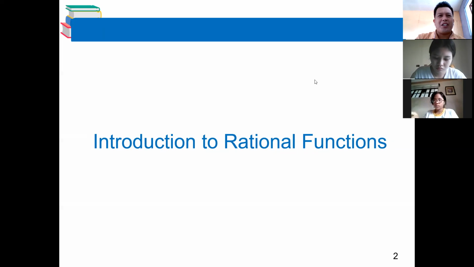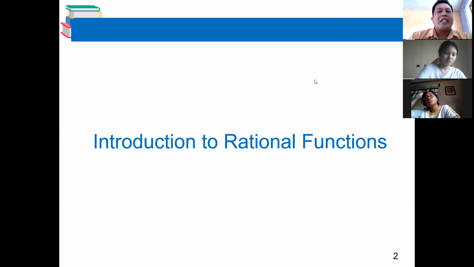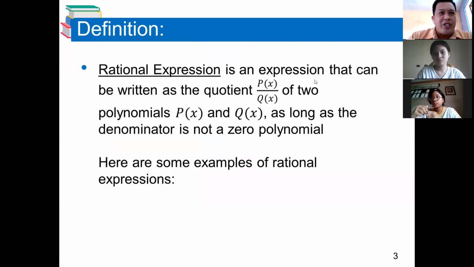What makes a function a function? You notice the function notation. What makes an expression an expression? It's made of letters and numbers. So again, a rational function is an equality between a function notation and a rational expression. What makes an expression a rational expression? In simple terms, a rational expression is a fraction.